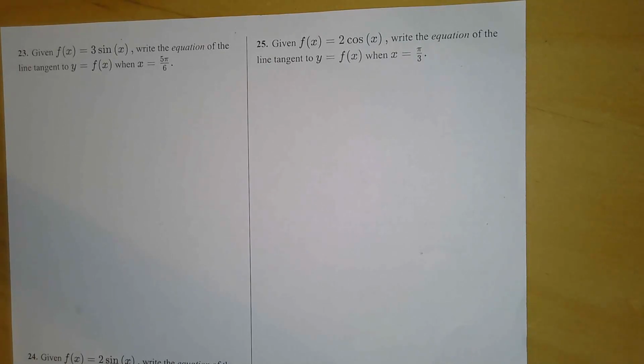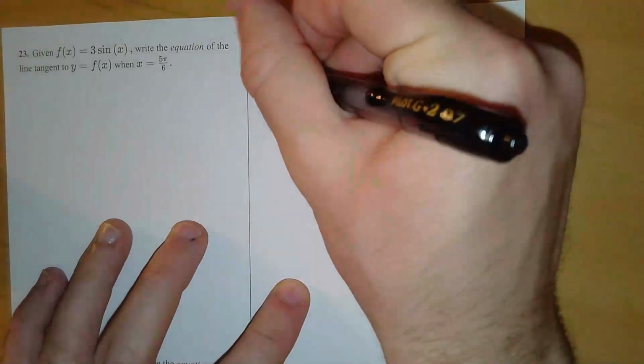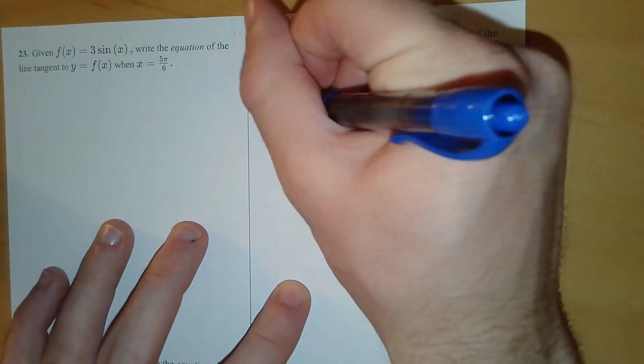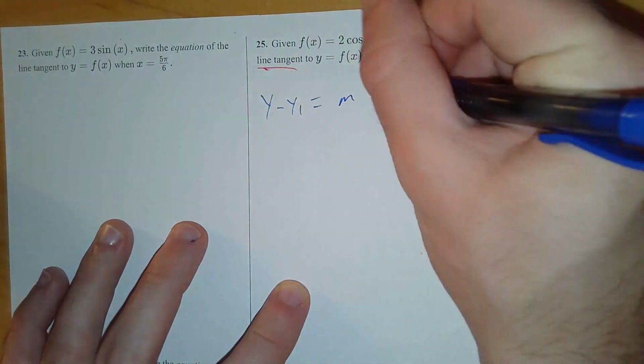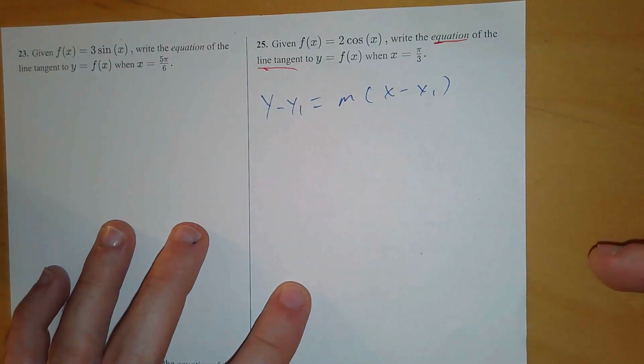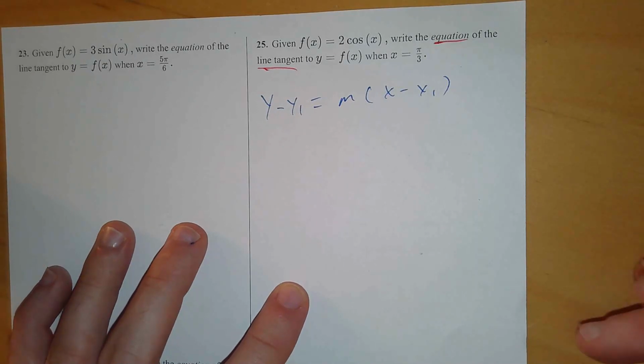You know how to do this part, the equation of the tangent line. We know how to do that. That's just what we did earlier. That's y minus y1 equals m times x minus x1. Where you all struggle, though, is the scary trig. The scary trig.